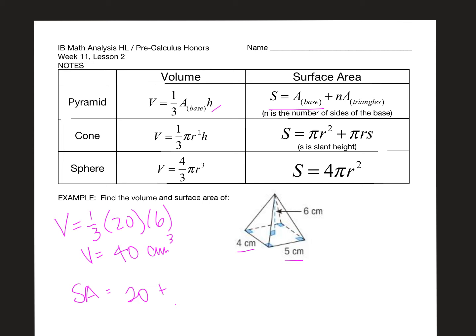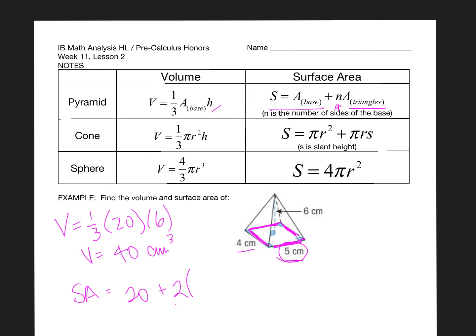Plus, if you're looking at this formula, it's the number of sides of the base, that's what n is for these triangles. Here's what you need to think about. There are 2 triangles that have a base of 5. There's one base right there, and the other one's over here sort of hidden. And then there's 2 triangles that have a base of 4. That would be here and here. So we're going to have to do this twice. There's going to be the 2 triangles that have a base of 4.